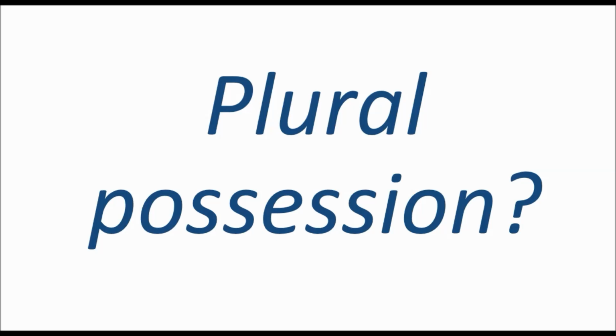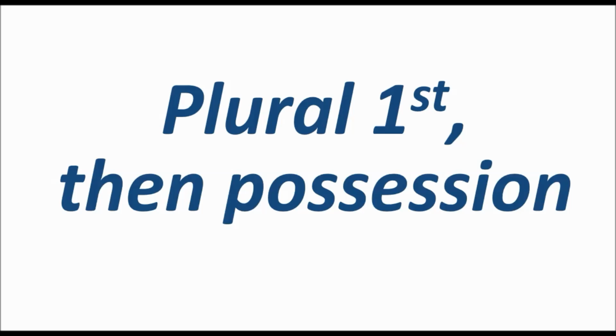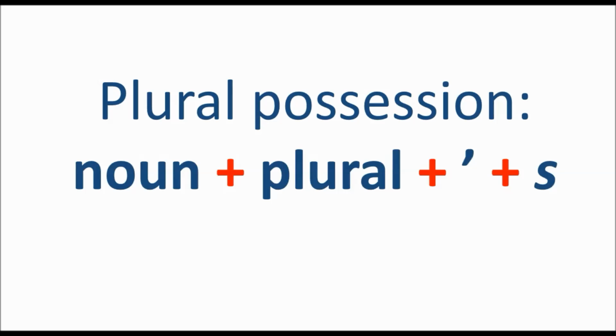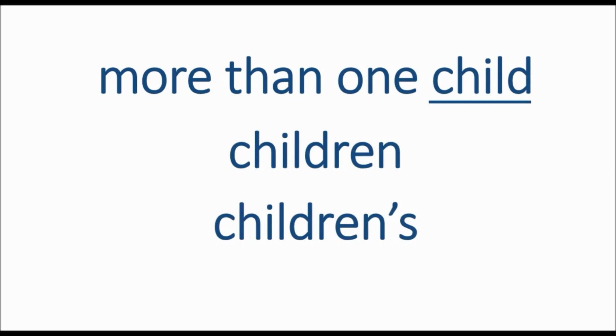But what about plural possession, when we have more than one thing? Well, the rule to remember is plural first and then possession. I'll say it again. Plural first, then possession. Keep that in mind. Plural possession works like this. It's a noun made plural, then an apostrophe, and then perhaps an S. Huh? Well, more than one child. What is the plural of child? It's children. And then you add the possession, children's toys are over there.